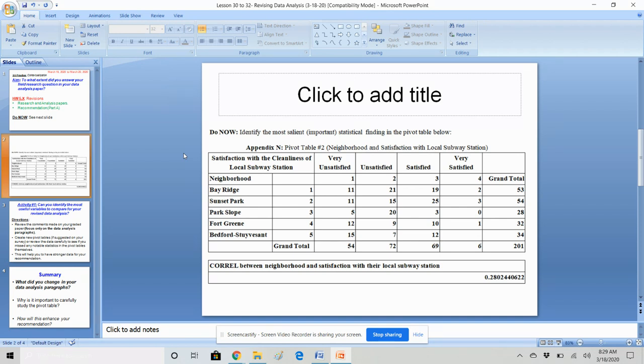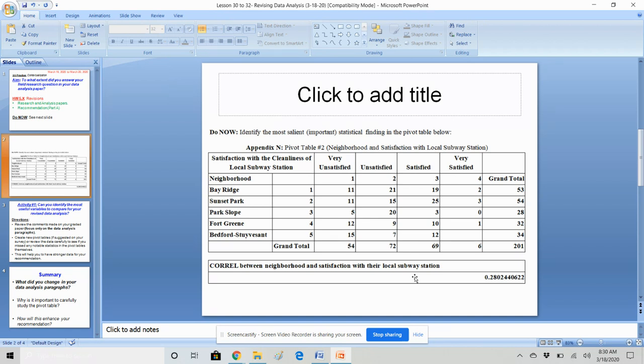So the first thing you should do is look at the numbers that pop out in terms of highs and lows. The first number that pops out immediately is the very satisfied column here. As you can see, there are a grand total of 6 out of 201 survey respondents, which is a rather low number. It actually ends up being 2.98% as I put the number into my calculator. So very, very low. Now, if I wanted to see how many people were at least satisfied, I would add 69 and 6. That would give me 75. 75 divided by 201 would be 37.3%.